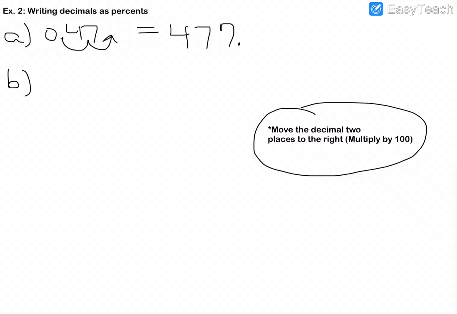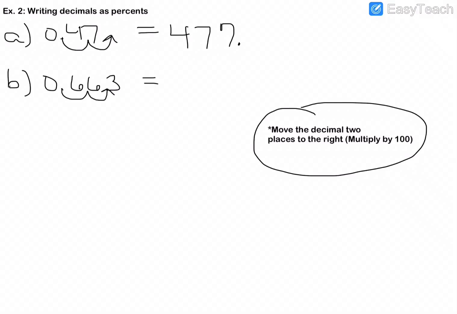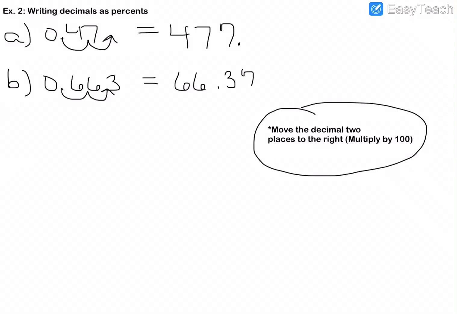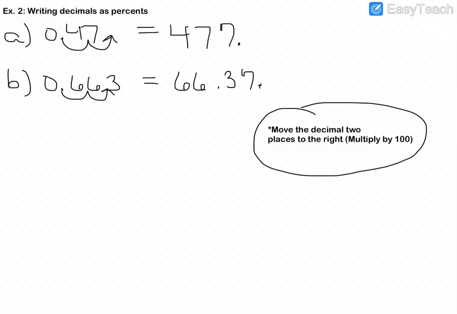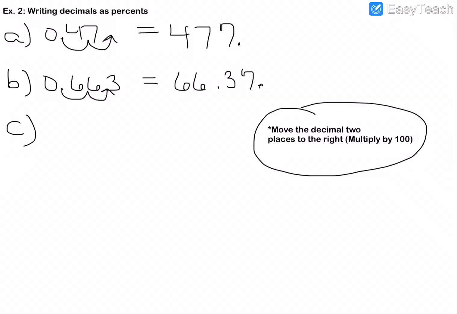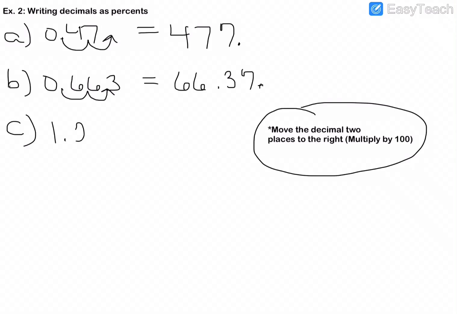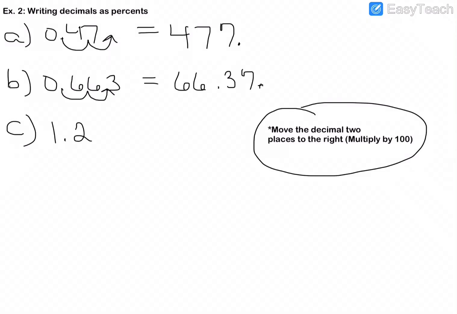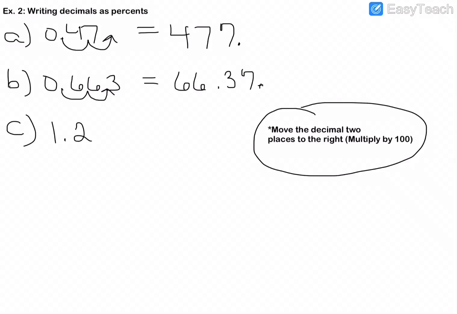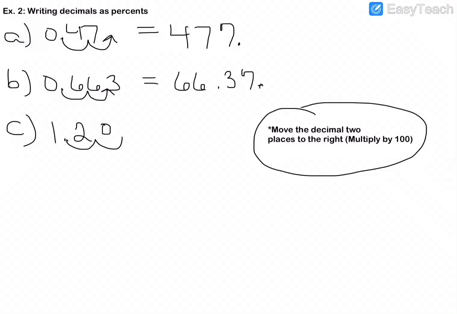How about 0.663? I'm going to take my decimal, go 2 places to the right, and I'm left with 66.3%. And then C, 1.2. I need to move 2 places to the right. 1, 2. There's nothing there, so I need to fill it in. I'm going to put a 0 there, and it is going to be 120%.